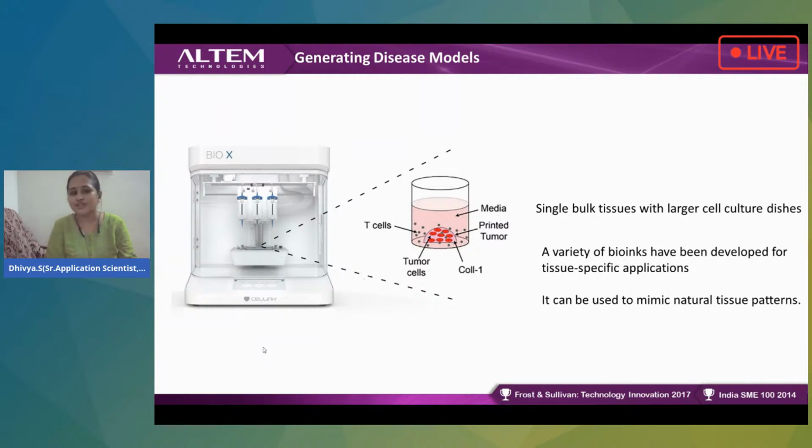Using this technology, this is one example where we utilized collagen 1 as a bioink. They cultured tumor cells and printed a tumor in a medium, and they tested the behavior of tumor cells and T cells, over which period of time the cells behave, and when we treat with drugs, what their behavior is. All these things we are able to do when we generate disease models. Not only disease models, you can even take healthy tissue models.